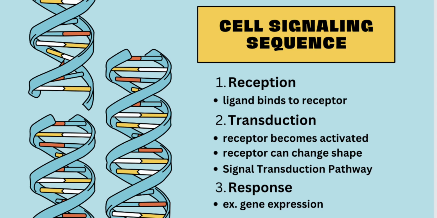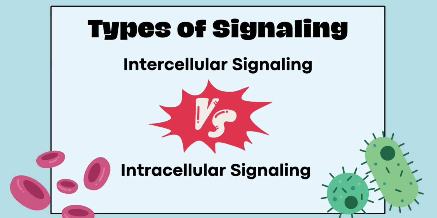In some instances, a process called signal transduction pathway occurs in which a ligand binding to a receptor triggers events inside of the cell. Through transduction, the original signal is amplified. The third step is the response. An example of a response will be gene expression. The two types of cell signaling are intercellular signaling, communication between cells, and intracellular signaling, communication within the cell.